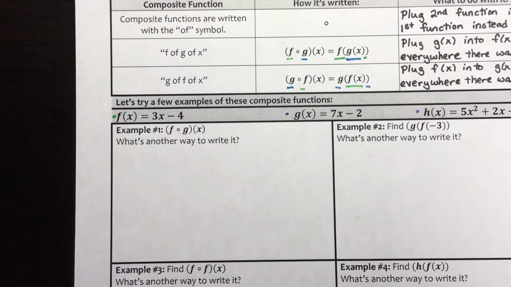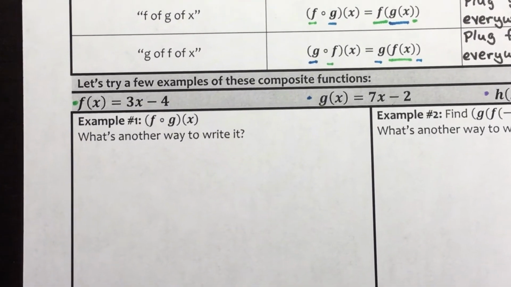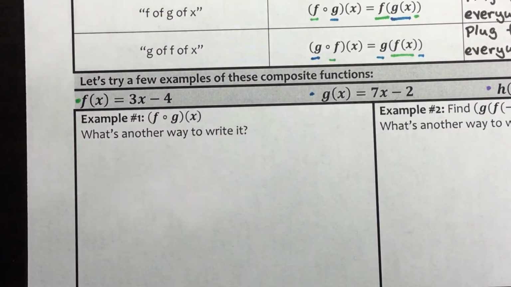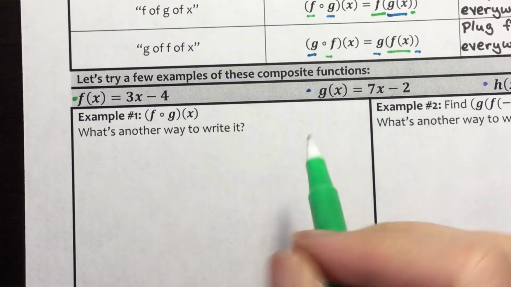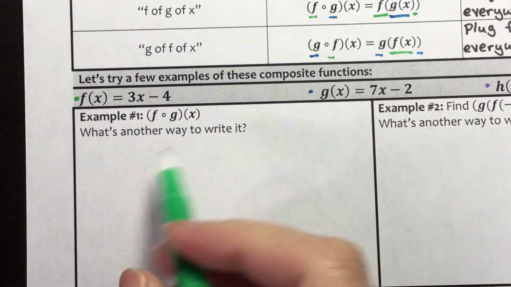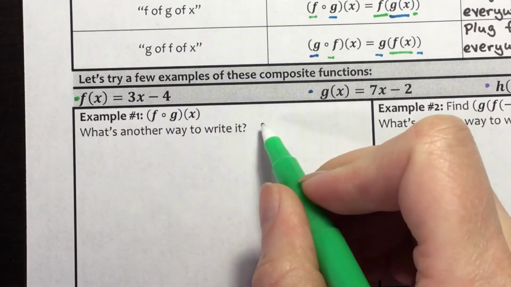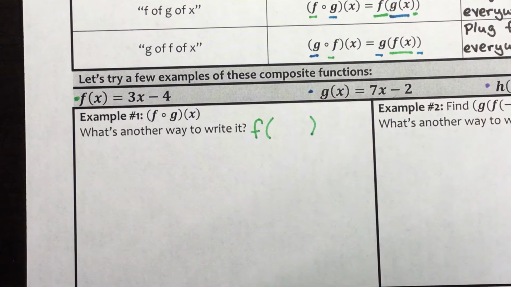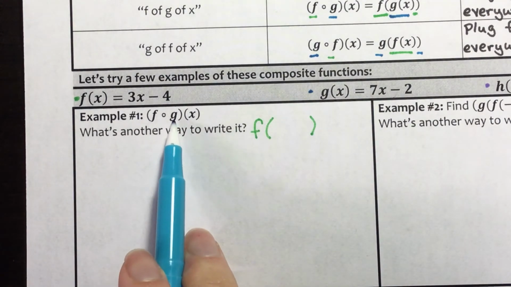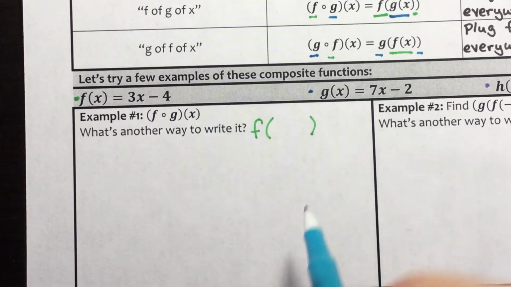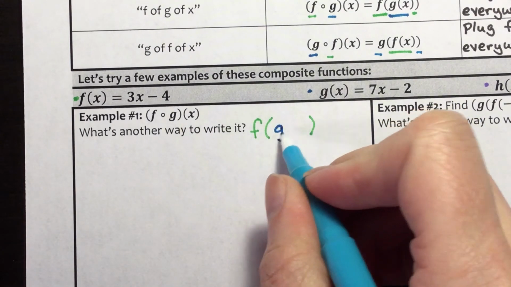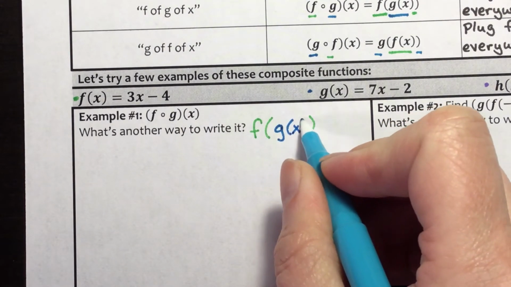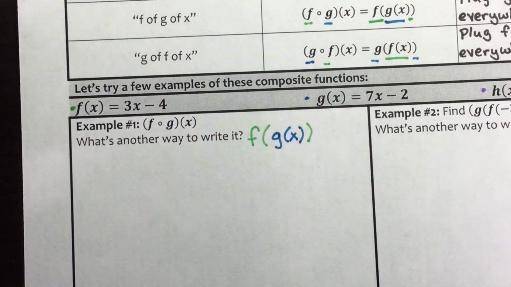Example 1, we have f of g of x. So f was the first function. It's going to stay on the outside. So we're just going to rewrite this in another way. f of, so that was our first letter. The second letter, the second function, g of x, goes inside. So f of g of x.